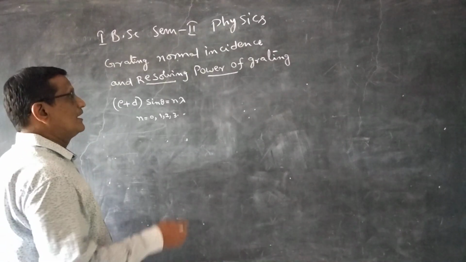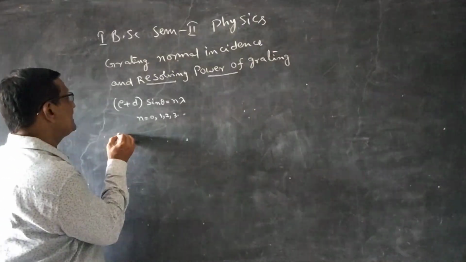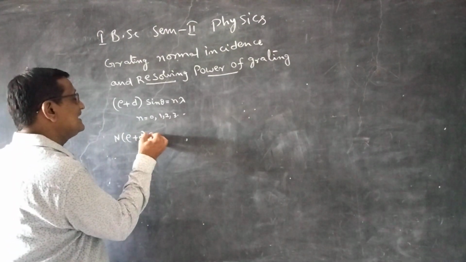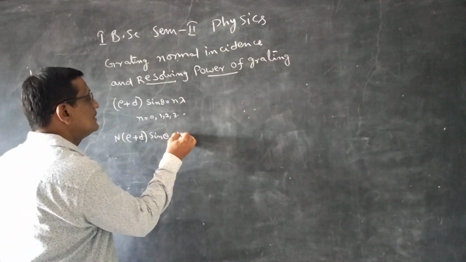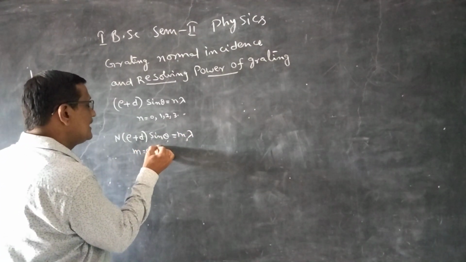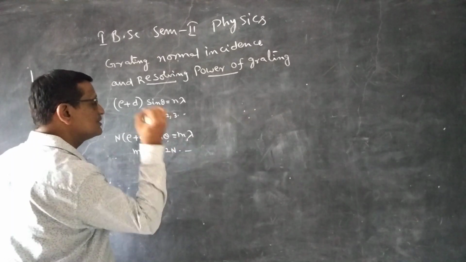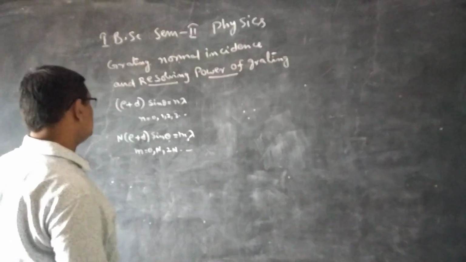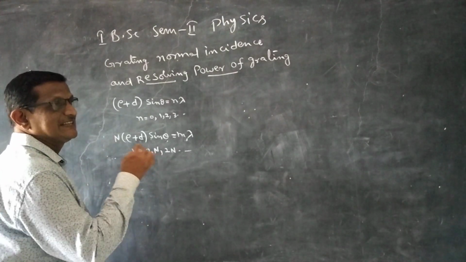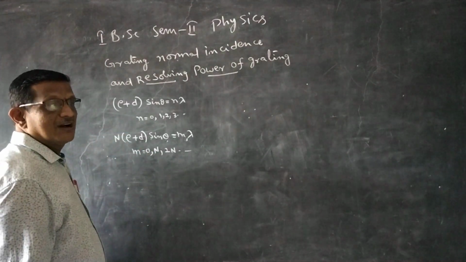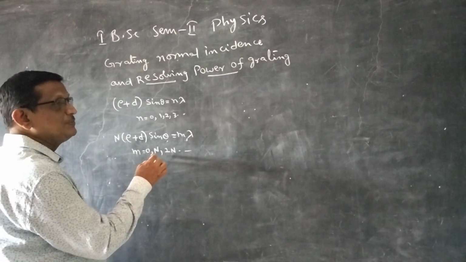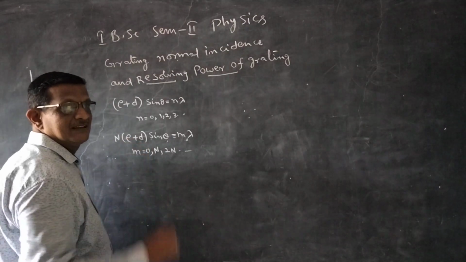Similarly, for a dark fringe, the condition required is capital N times (e + d) sin theta equals m lambda, where m takes values 0, N, 2N, and so on. What is capital N? It is the number of slits in the grating. In order to have high intensity diffraction lines, the number of lines in the grating should be very large.